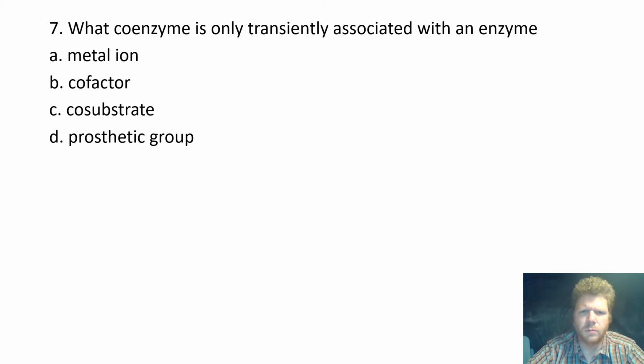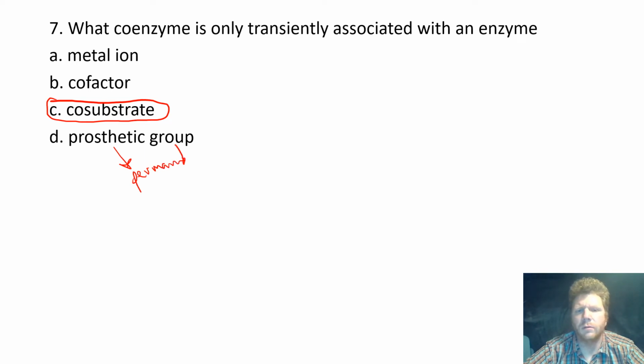Okay, now question number 7 asks, what coenzyme is only transiently associated with an enzyme? And so in order to answer that question, what you need to do is think back to slide number 7, and it talks about transient or tight association with an enzyme. The correct answer for it is a co-substrate. So a co-substrate transiently associates with an enzyme. A prosthetic group is something that is more permanent. And an example that we talked about there would be something like heme.